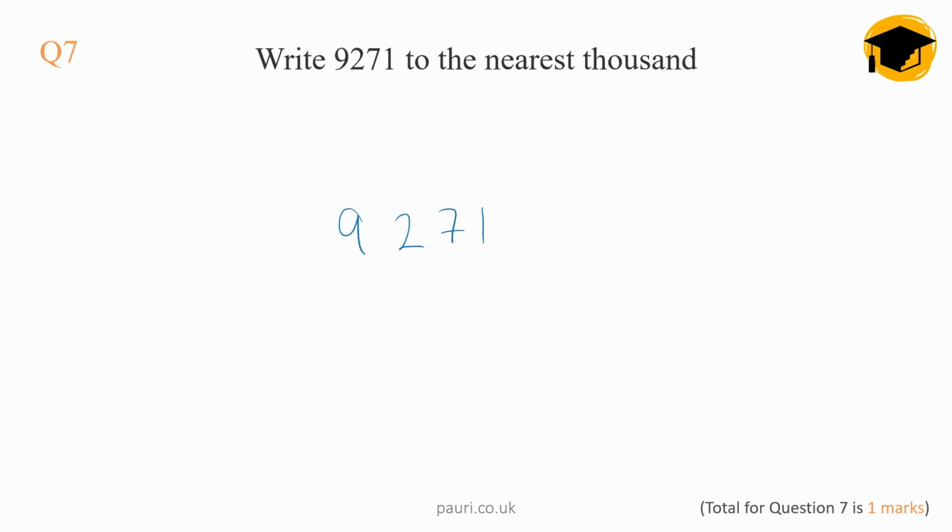9,271 to the nearest thousands. Look at my thousands column. Look at the next place value. Is it 5 or above? No, it's not. My final answer is 9,000.